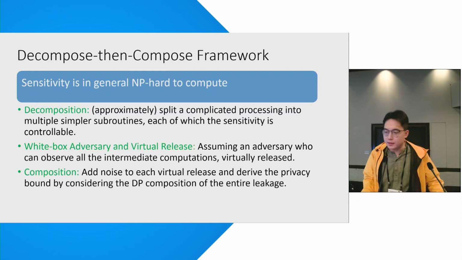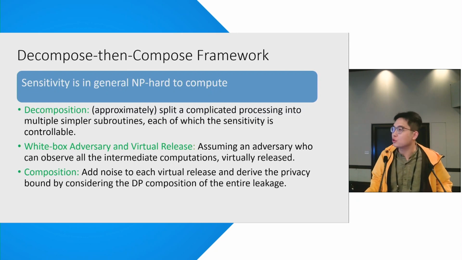Unfortunately, sensitivity is intractable for many processing functions, and is actually NP-hard to compute. So in practice, an alternative is the decompose-and-then-compose framework. We decompose a complicated processing function into several simpler subroutines, each of which may be something like mean estimation, where the sensitivity is controllable. Then we assume a stronger adversary, which we call a white-box adversary.